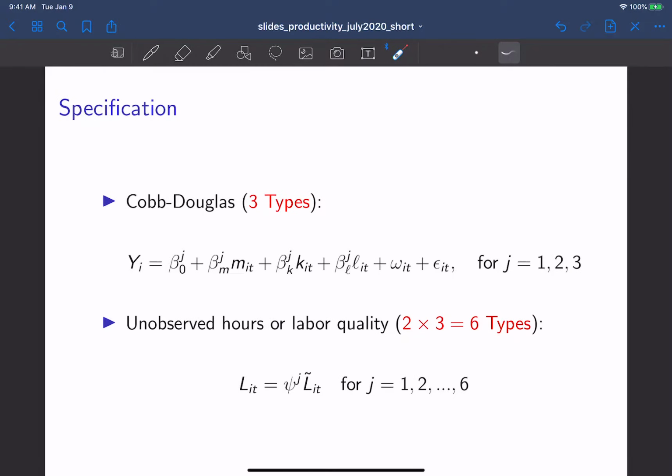Okay, so specification wise, we're gonna think about 3 types for the coefficient of the output, and then within each of those production types, we got different types, high and low, in terms of average wage, essentially. So that represents each output production type. There are 2, high and low hours and quality types. So in total, there's 6 types.